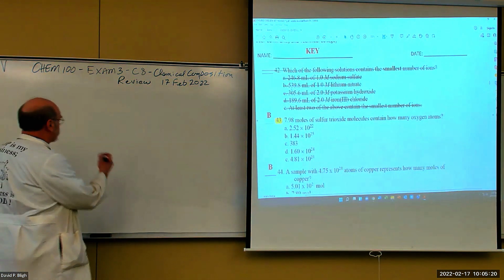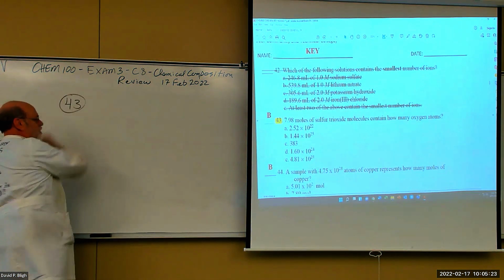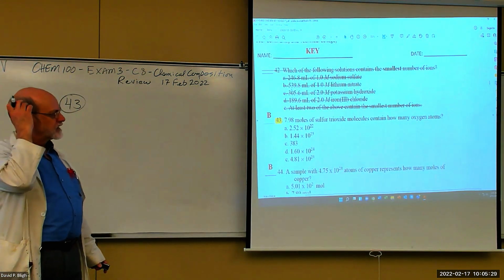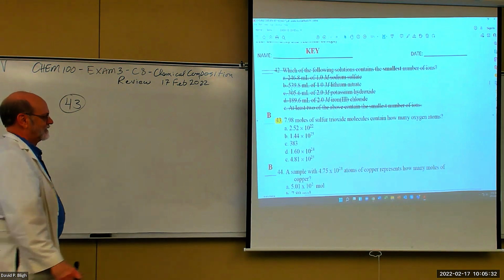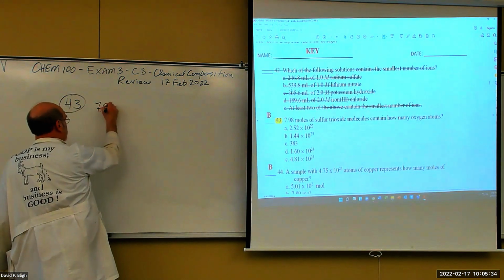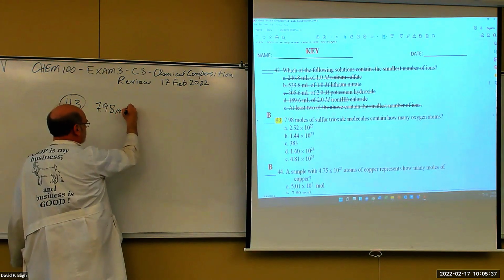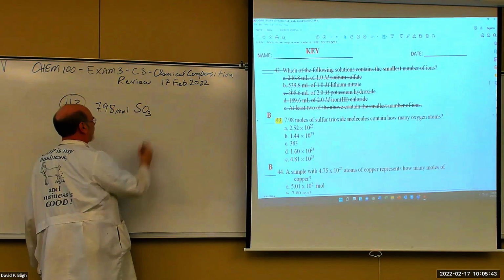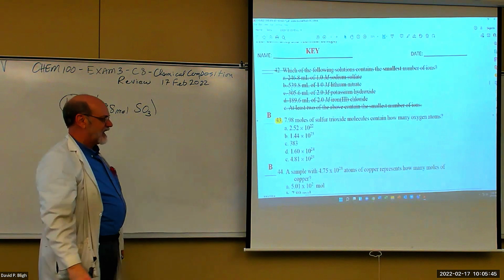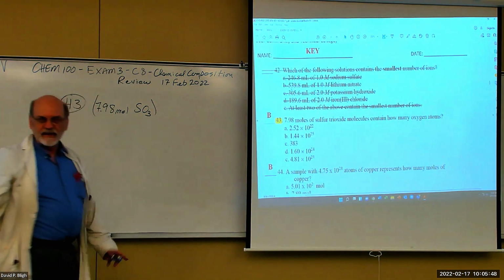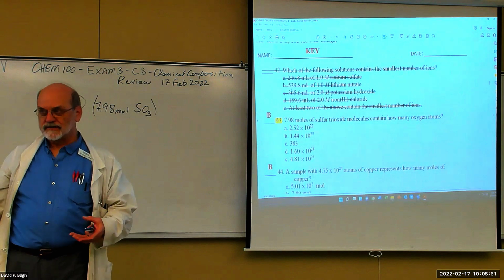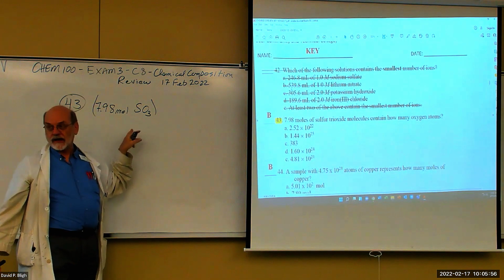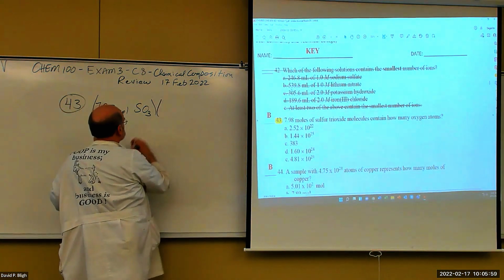So we go down to 43. What does 43 have to say? 7.98 moles of sulfur trioxide contains how many oxygen atoms? Okay, we're given 7.98 moles of sulfur trioxide. How many oxygen atoms is that? First of all, we got to find out how many molecules it is. Then we can ratio the number of oxygens per mole of sulfur trioxide.